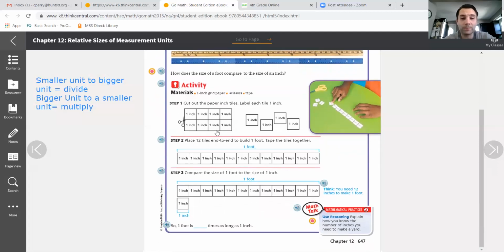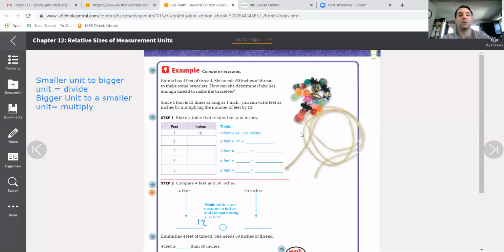Okay, so let's look at step 3. Compare the size of 1 foot to the size of 1 inch. Okay, so let's think about this. We already kind of answered this question, but let's reiterate the process. How many inches make up 1 foot? Everybody? 12. That's right. So answering our question here, let me see if I can write in the number 12. So 1 foot is 12 times as long as 1 inch. Okay, nice. Nice job. All right, next page. Turn the page.